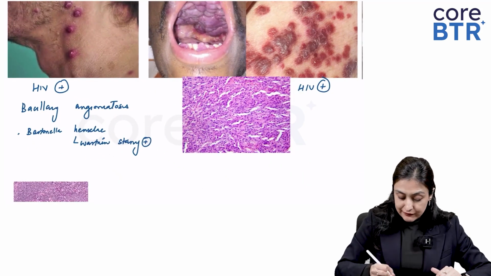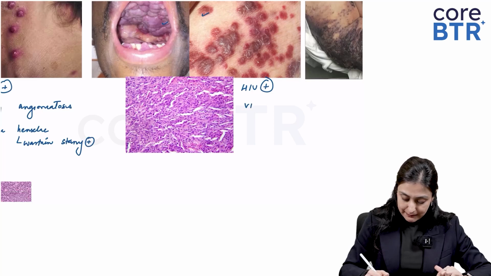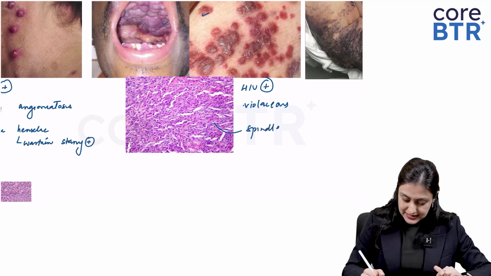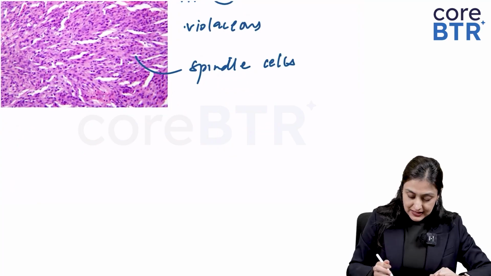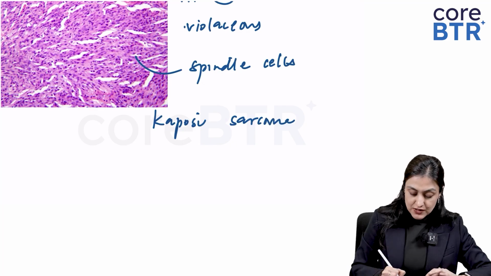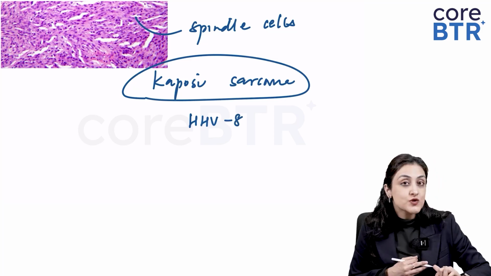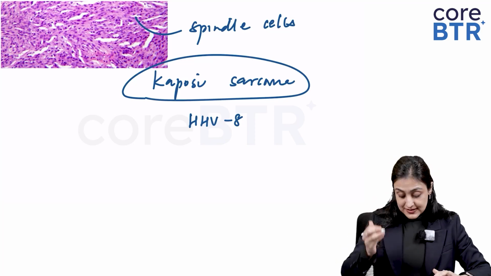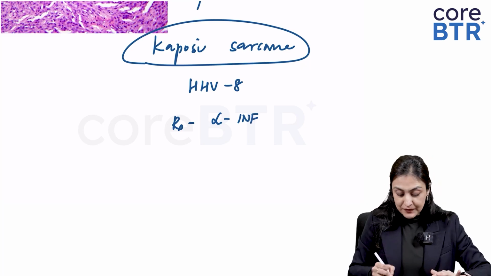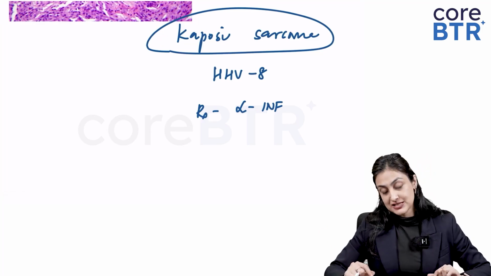On the other hand, when you see these nodular red lesions, violaceous papules is what they will describe, and you see these spindle cells here. What is this? This is Kaposi sarcoma. Very, very important. Kaposi sarcoma is associated with HHV8. So we saw HHV7 in pityriasis rosea, HHV8 in Kaposi sarcoma. The treatment here, you can try immunotherapy like interferon alpha. So Kaposi sarcoma: HIV/AIDS, violaceous papules, spindle cells.